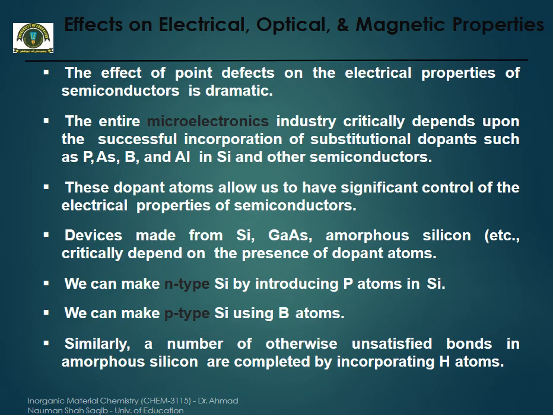We can also make N-type silicon and P-type silicon. How can we make N-type silicon? N-type silicon is formed by the introduction of phosphorus atoms in silicon, while P-type silicon uses boron atoms in silicon. Similarly, a number of unsatisfied bonds in amorphous silicon are completed by incorporating hydrogen atoms.